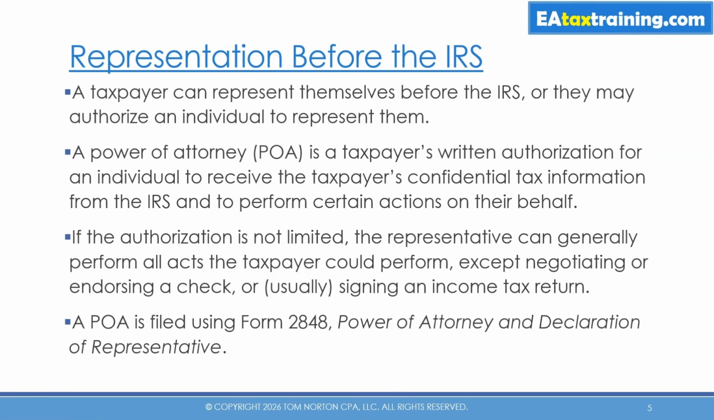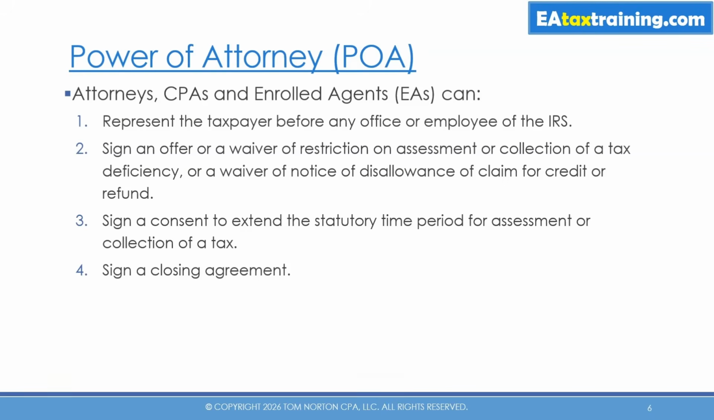So you can act on the taxpayer's behalf, but you still cannot negotiate a check or redirect their money into your bank account. That is still not allowed. And you can't sign a tax return on their behalf in most instances. So when you, as a representative, have a power of attorney, you can do the following things. You can represent the taxpayer before any office or employee of the IRS.